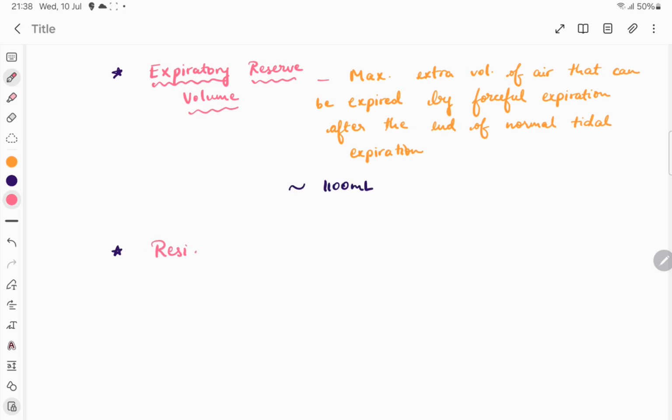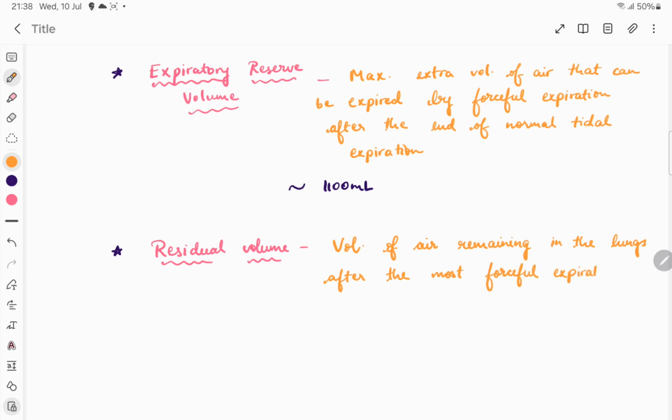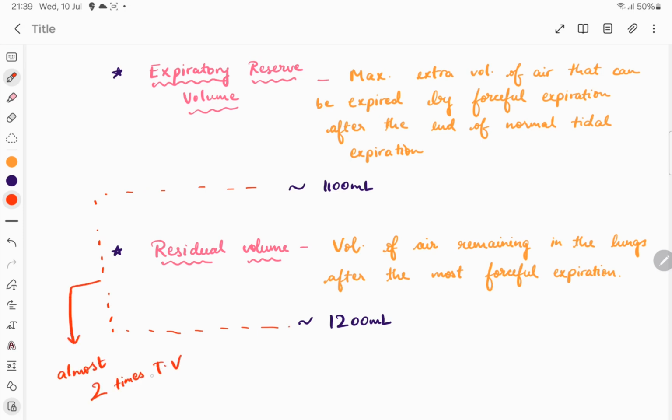Next volume is the residual volume. This is the volume of the remaining air which is left in the lungs after the most forceful expiration. This is around 1200 ml. Now, if we see, both of these volumes are almost around twice the tidal volume. So remember it like this. They both have just a difference of 100, where residual volume has 100 ml more than the ERV.